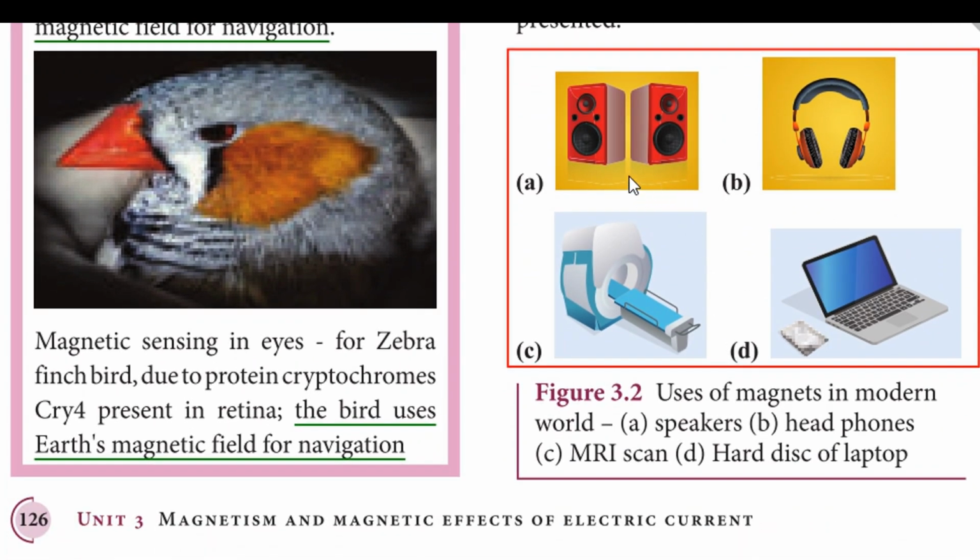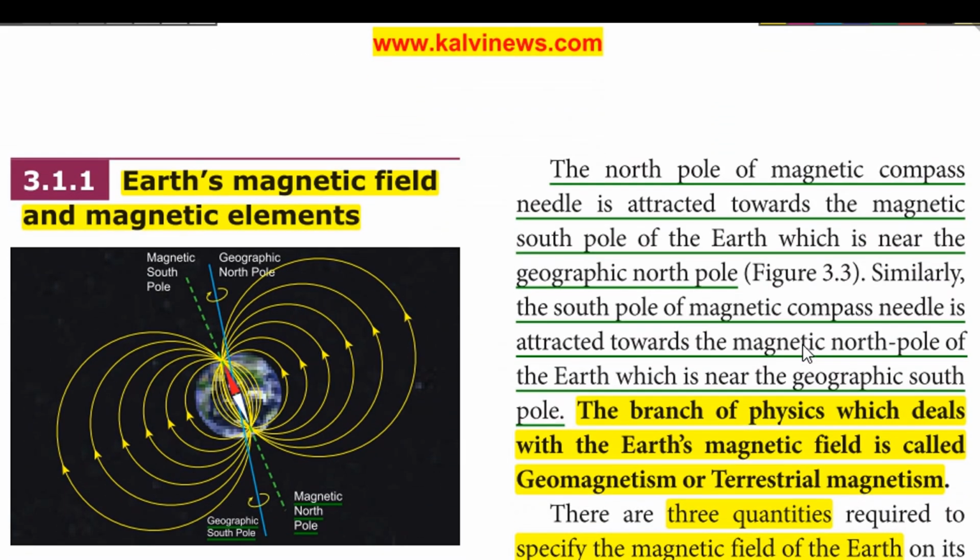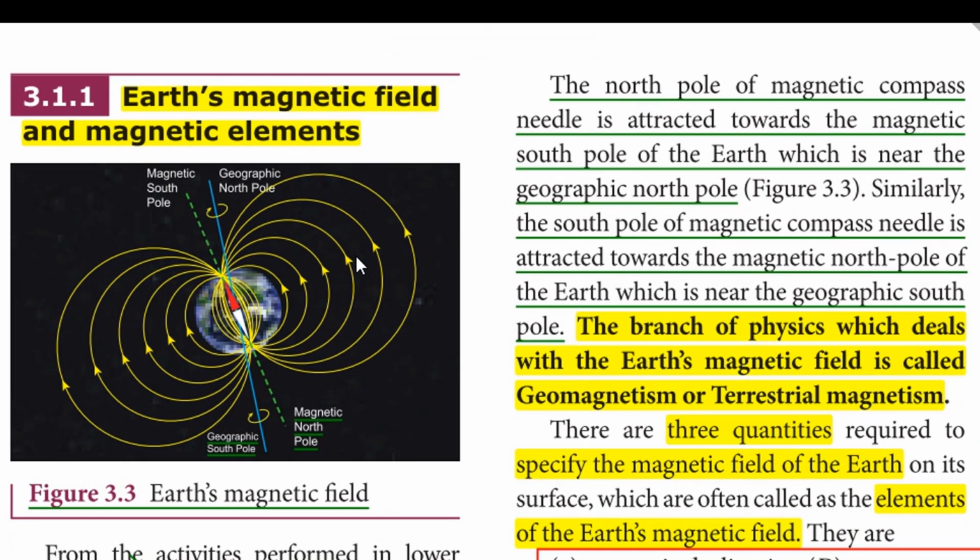Here, the diagrams of objects which use magnets are given. The first is the speakers, next headphones, MRI scan, and hard disk of a laptop. Now we are going to study about this magnetic field and what are the magnetic elements.